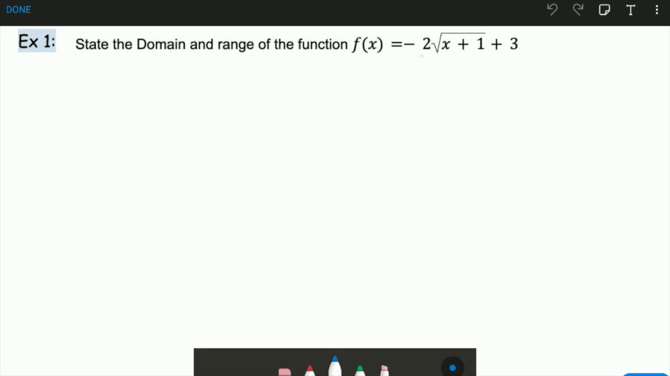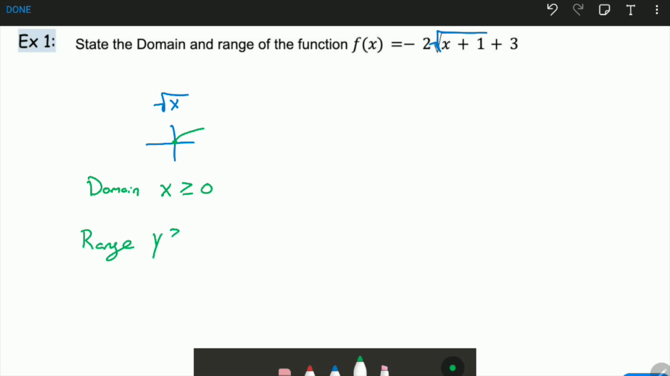So the parent function of this function is the square root function, the square root of x. And the square root of x normally has a domain of x being greater than or equal to 0. And it normally has a range of y greater than or equal to 0.